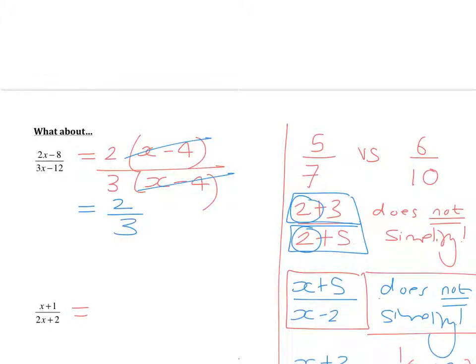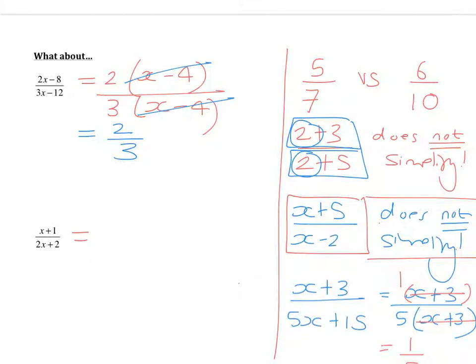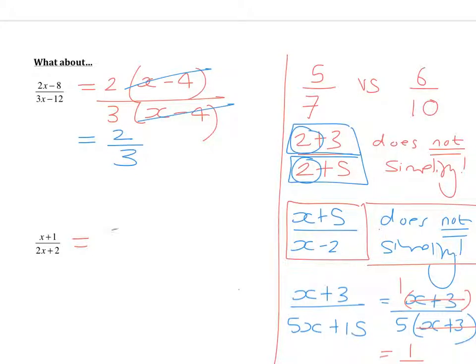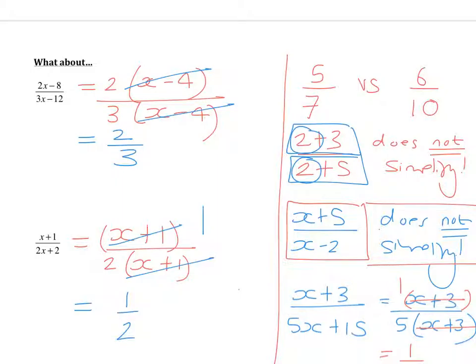Same with this second example here. If we factorise the 2 out of the denominator, we're left with 1 in the numerator because x plus 1 cancels from both the numerator and the denominator, leaving us with an answer of 1/2.